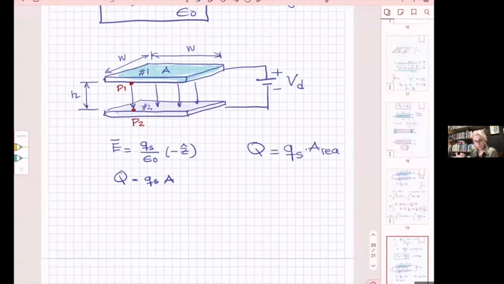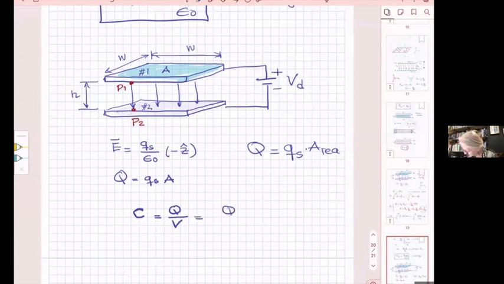So now I can define the following circuit quantity, the capacitance. That's the definition. I define the capacitance as the ratio of the charge Q divided by the voltage. And what is this entity? First of all, let me apply it here.